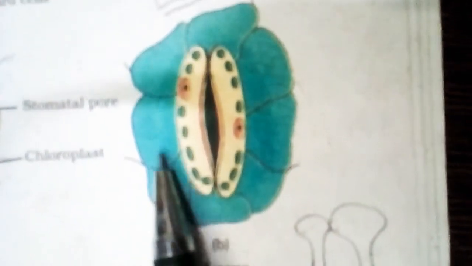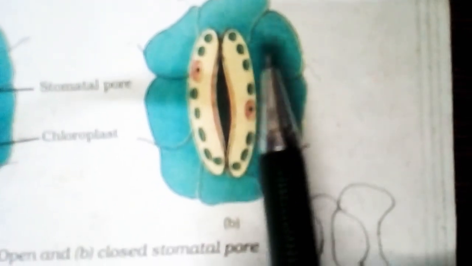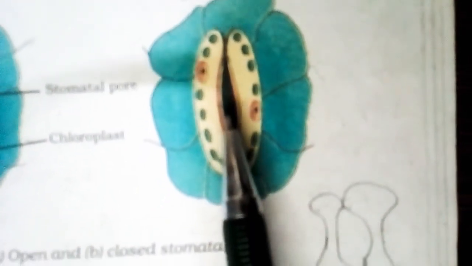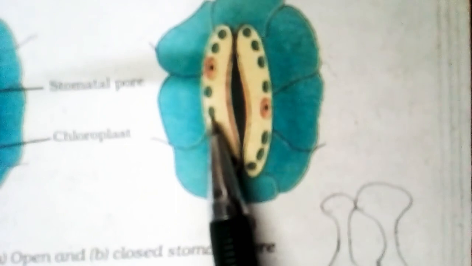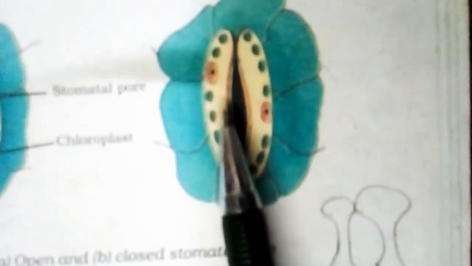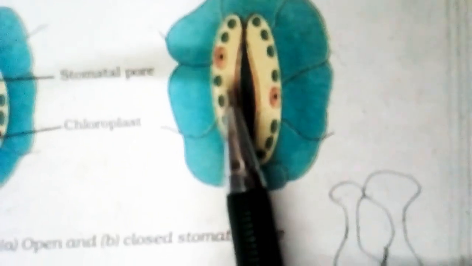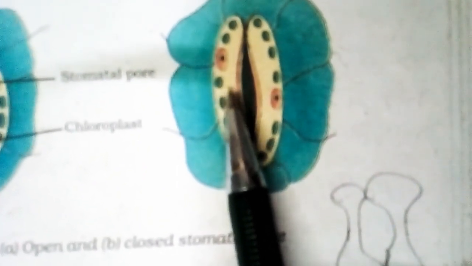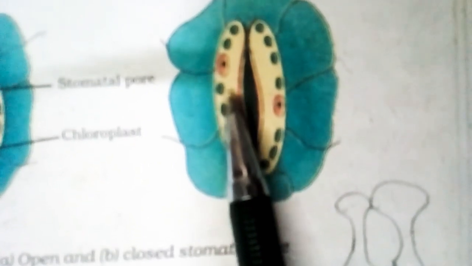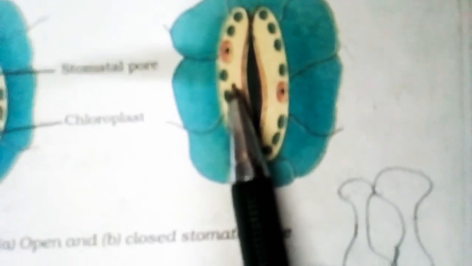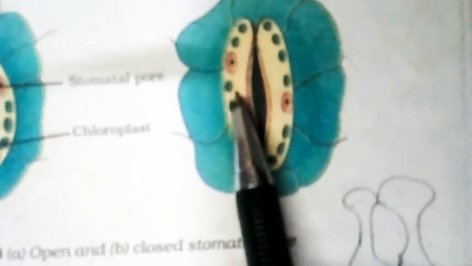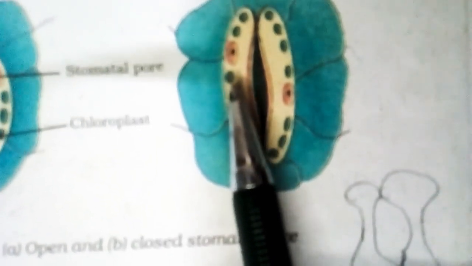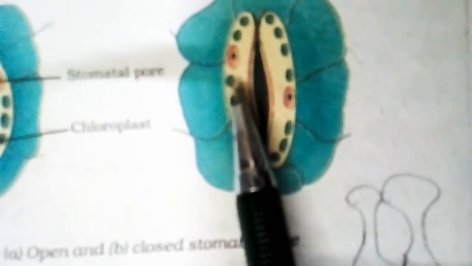Come to this closed stomata diagram. You are able to see that there are some cells surrounding the guard cells. So what happens is that the starch which is in the guard cells changes itself into sugar. The starch is the reserve food. When the starch present in the guard cells changes itself to sugar, the osmotic pressure increases inside the guard cells.